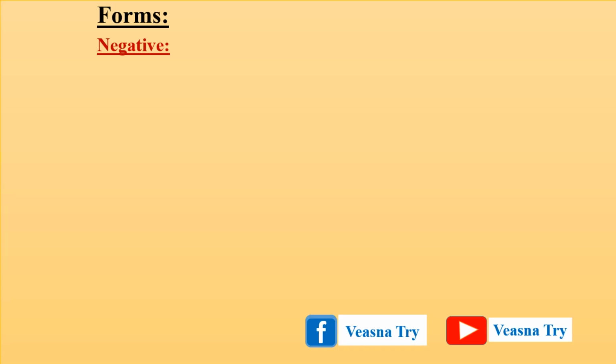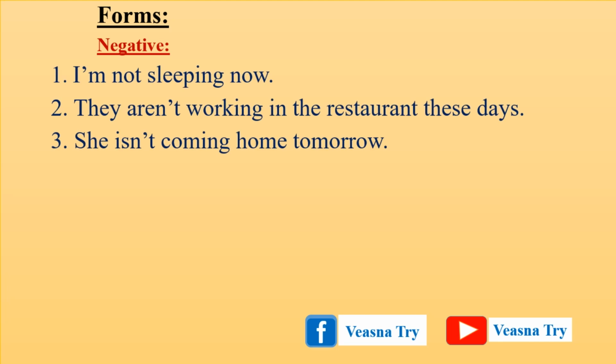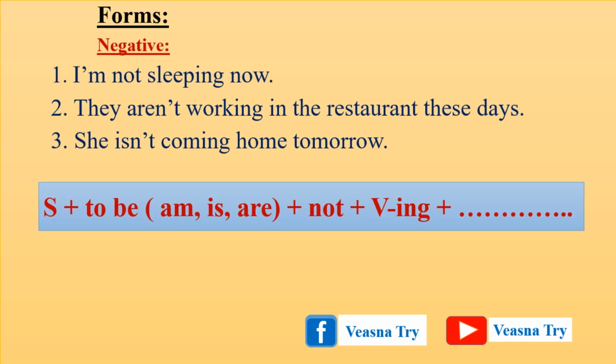Let's go to see the negative form together, please. Okay, so number 1, I'm not sleeping now. And 2, they aren't working in the restaurant these days. 3, she isn't coming home tomorrow. Everyone, look at the form together. So we got subject plus to be. To be we have am, is, are, and then plus not, plus verb ing, plus something else.